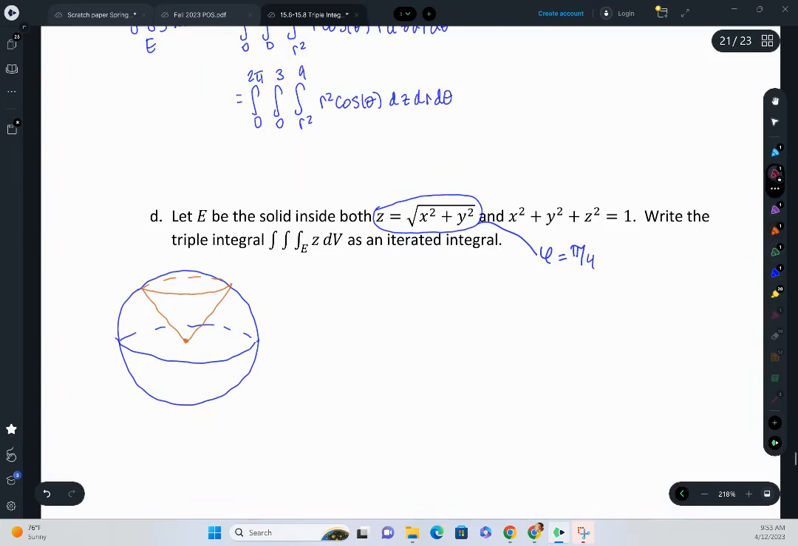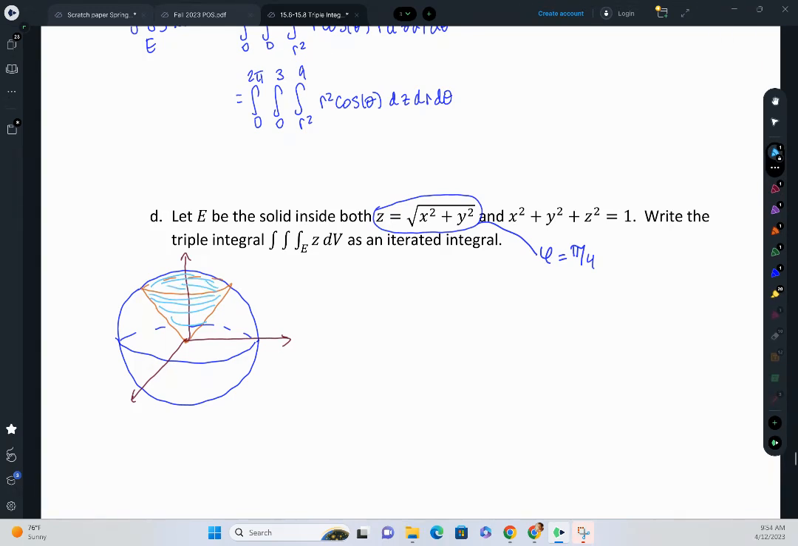And this is on an axis, the XYZ octant. And we want the solid inside both the cone and the sphere, so we are again dealing with the ice cream cone situation. So everything inside the cone and inside the sphere.